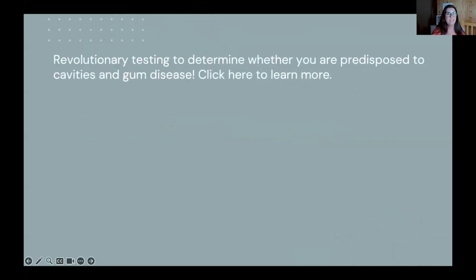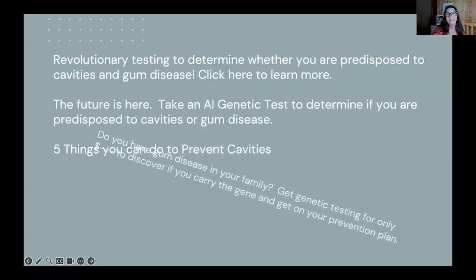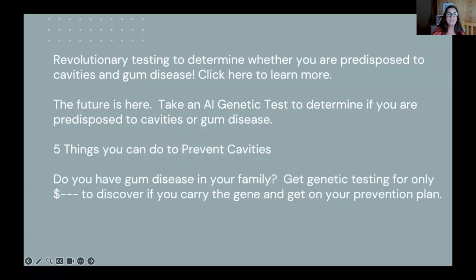Revolutionary testing to determine whether you are predisposed to cavities and gum disease. Click here to learn more. The future is here. Take an AI genetic test to determine if you are predisposed to cavities or gum disease. 5 things you can do to prevent cavities. Do you have gum disease in your family? Get genetic testing for only such and such dollars to discover if you carry the gene and get on your prevention plan.